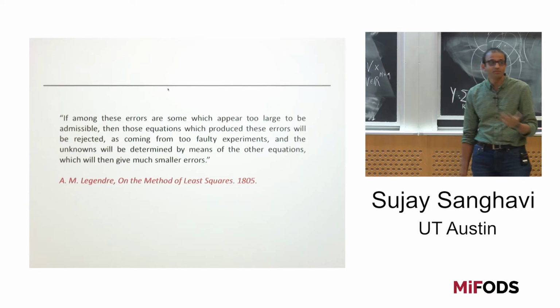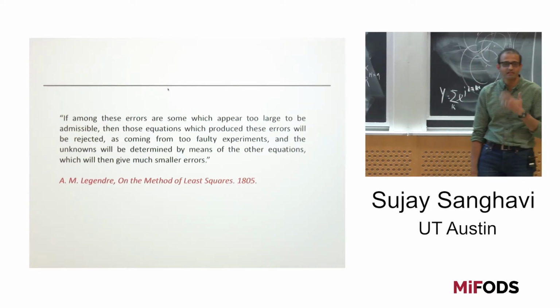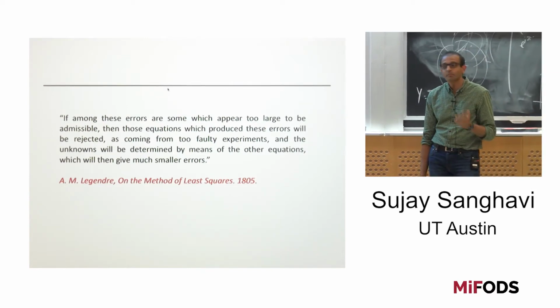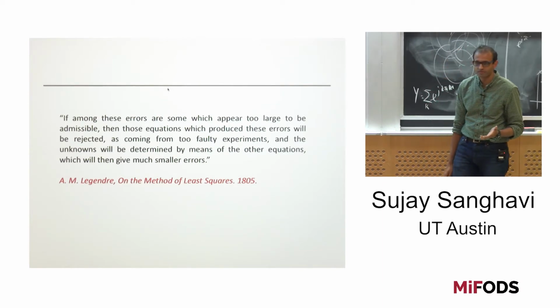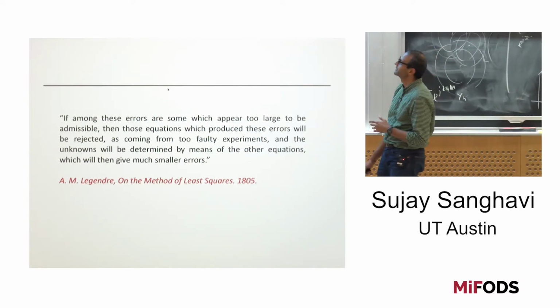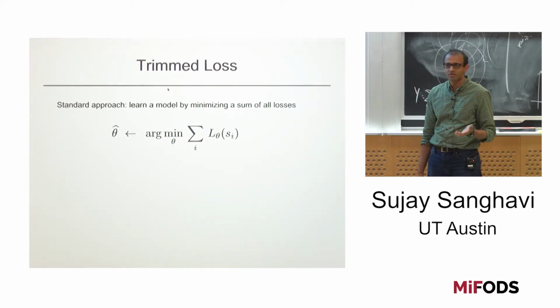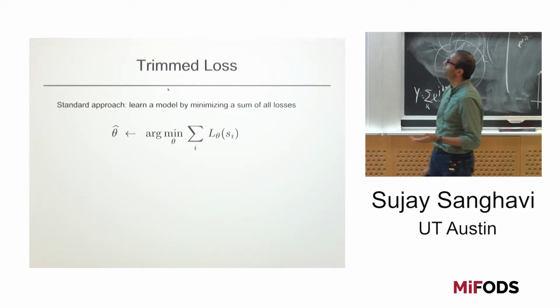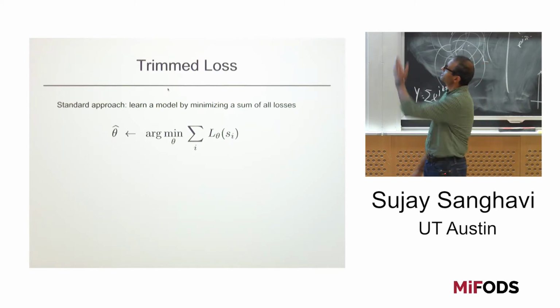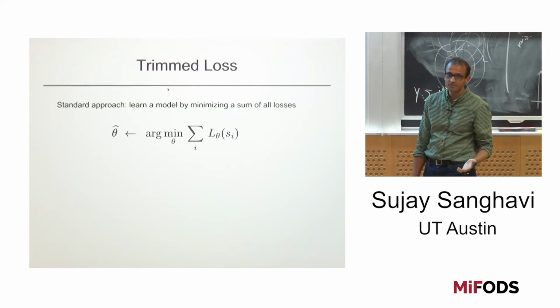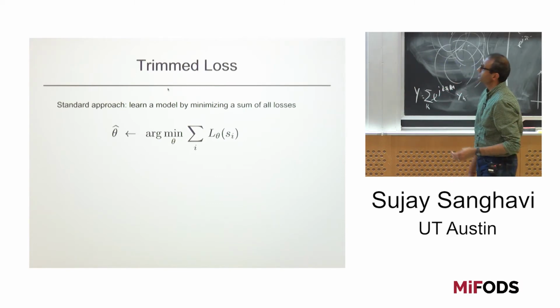If your data doesn't seem to be correct, and there are some things that have very large errors, it may not be a bad idea to ignore those data points. Okay. So there's this classical statistical notion called trim loss, right? And what it says is that the standard approach for model learning is what I just wrote before: you want to minimize the loss over all samples, right?